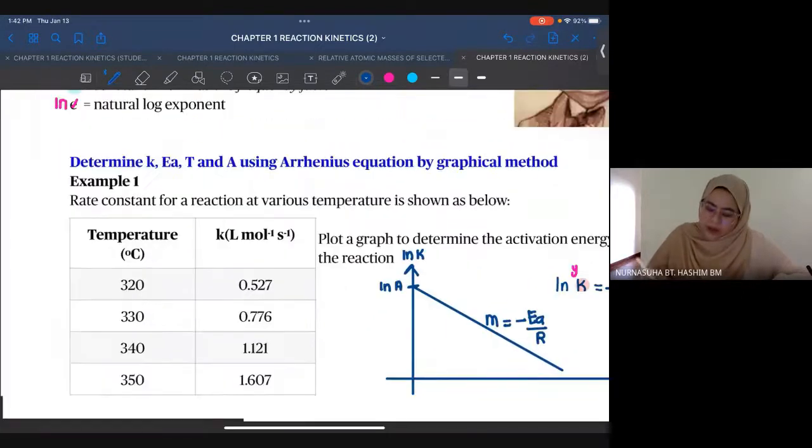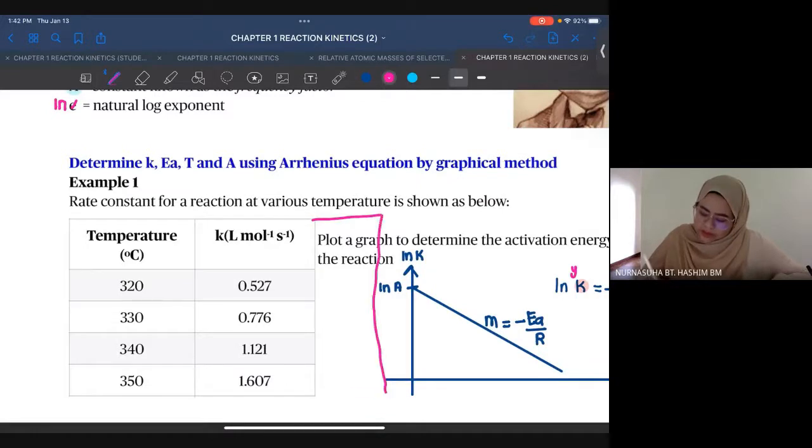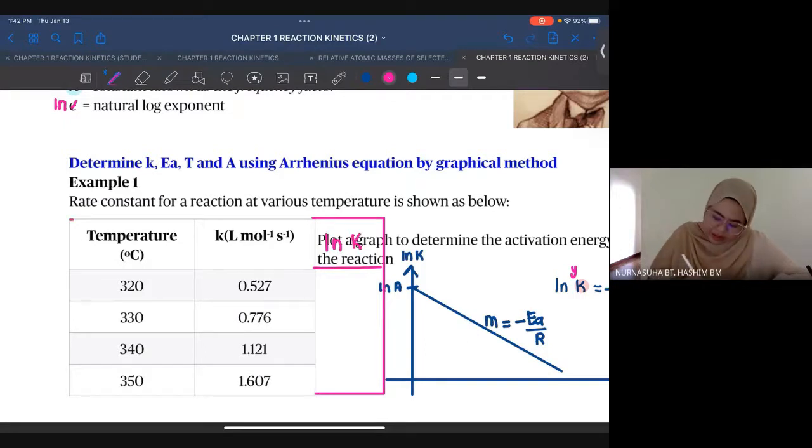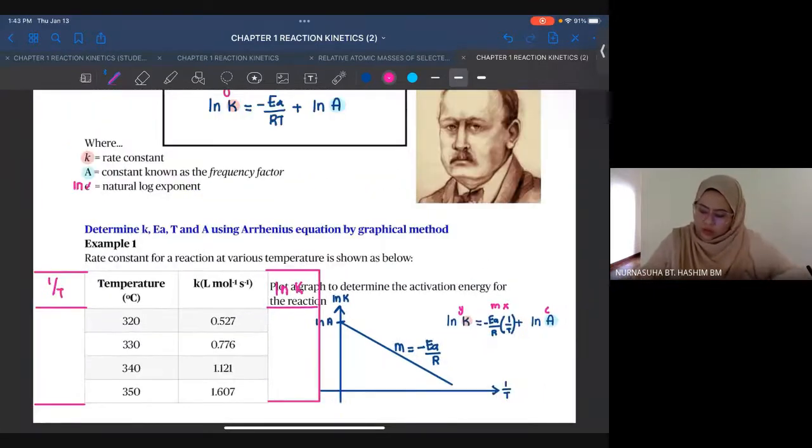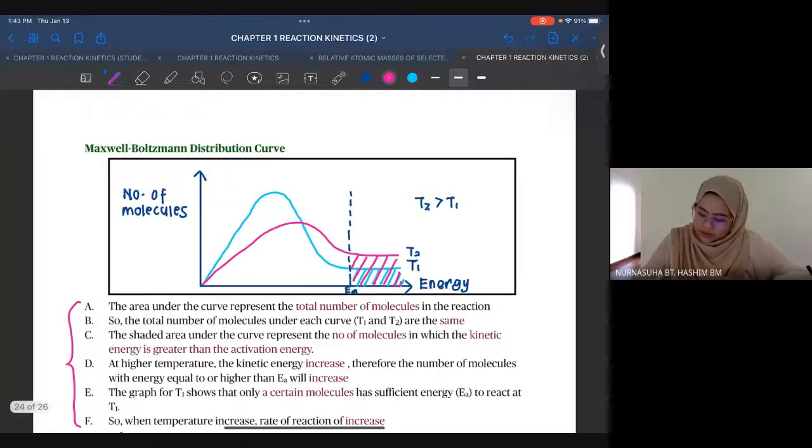So the gradient is negative EA over R. So data madam dah bagi. So you salin balik data ni. Okay, tambah ln K lah. Kat sini you kena cari 1 over temperature. So plot the graph. You should get a straight line with slope sloping down lah. Okay, so this one madam nak tengok next week.